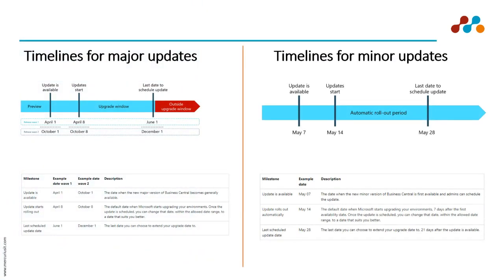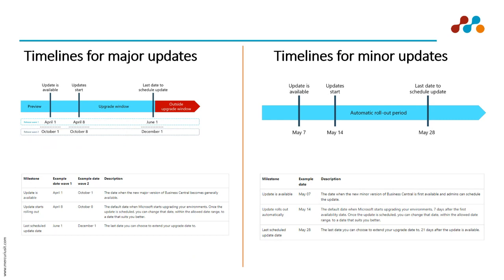So as you know, the major updates are typically made available twice a year, that is in April and October, and minor updates roll out every month. However, you are in control and you can manage how your organization receives these updates. As you can see from this image, there are timelines for the major updates and timelines for the minor updates. For example, for a release that is available in April, the updates may start from 8th of April, but then you have an upgrade window.